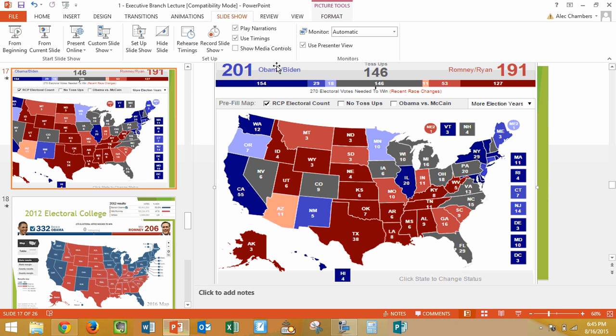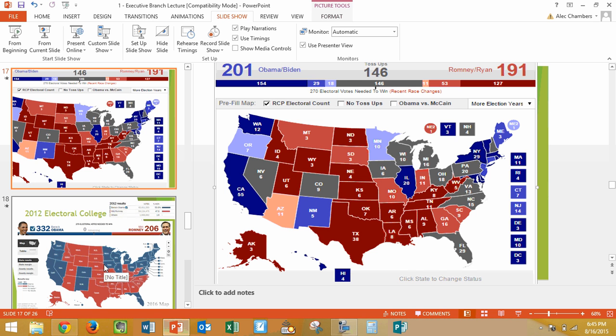So you can see President Obama and Joe Biden had a pretty good handle on 201 electoral votes even before the toss-up states. You can see Florida's a toss-up state. Wisconsin, Iowa, Nevada, Colorado, Ohio's a big toss-up state. All of these toss-up states, it wasn't clear whether they were going to vote for Obama Biden or Romney Ryan. But even before those, the race was pretty close. 201 for Obama Biden, 191 for Romney Ryan.